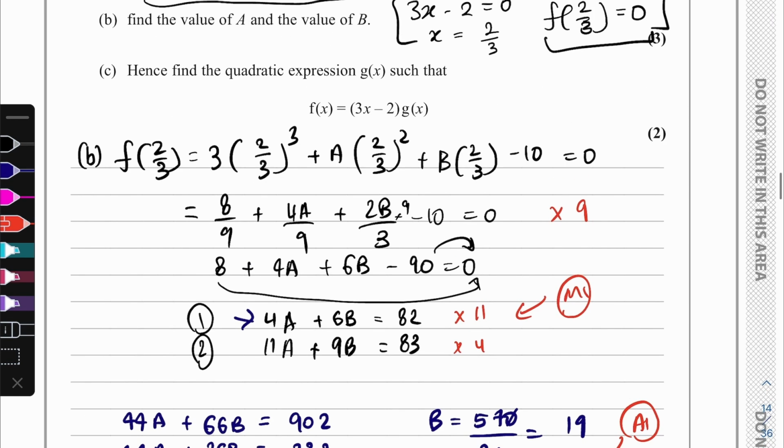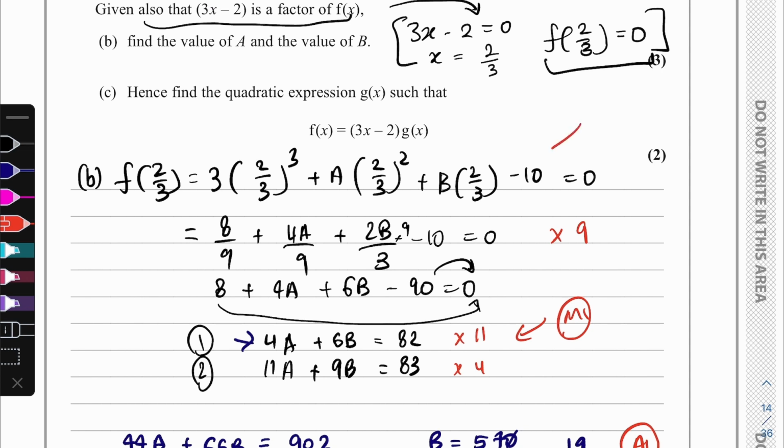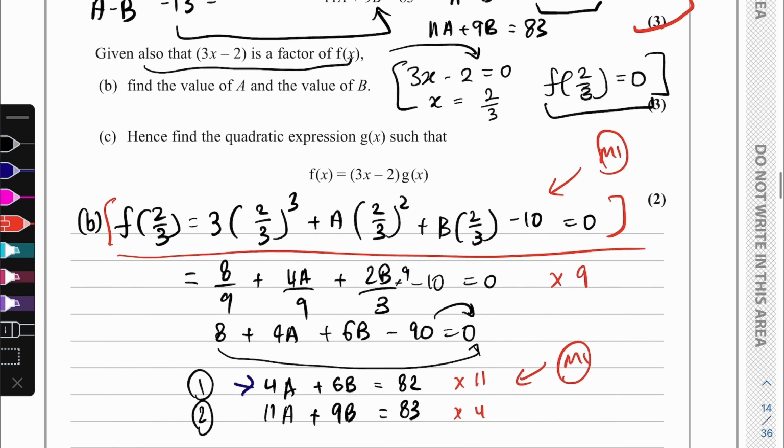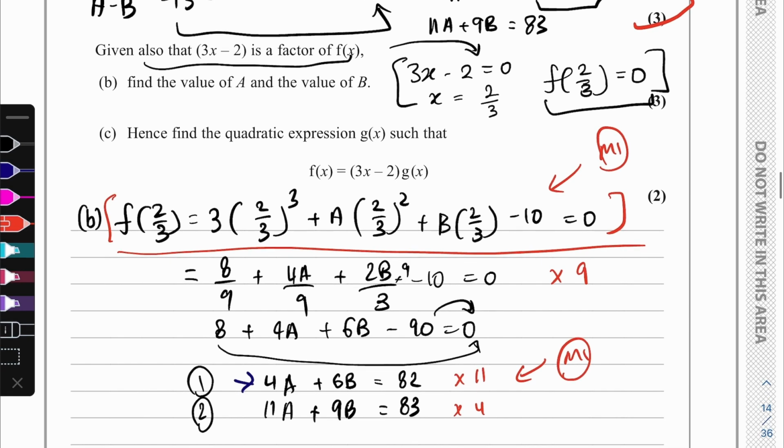And we get 1 mark for subbing in f of 2 over 3. So 1 mark for this entire piece of working out, which is M1, where we had to sub in f of 2 over 3. Hence, find the quadratic expression g of x such that 3x minus 2 equals g of x.